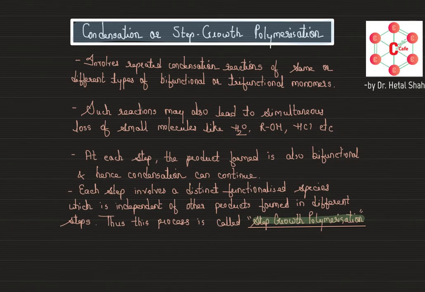So this is in general what we understand about condensation or step growth polymerization, right? The basic steps are all condensation reactions. Condensation reactions always involve loss of some small molecules like water, alcohol, HCl, etc. Every stage or every step in this process involves a functionalized species, and because at every stage there is an independent functionalized species involved, we call this step growth polymerization.